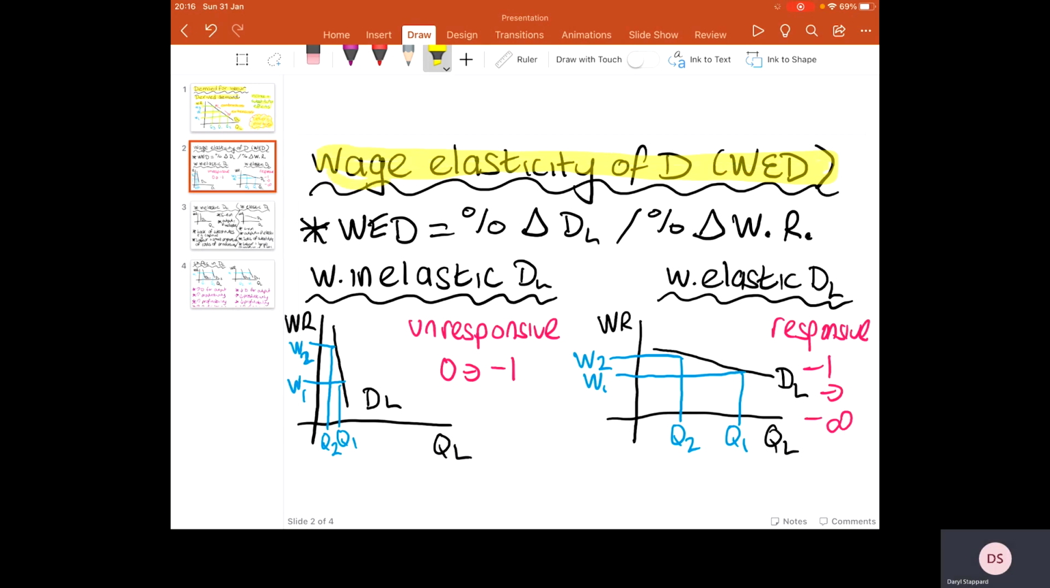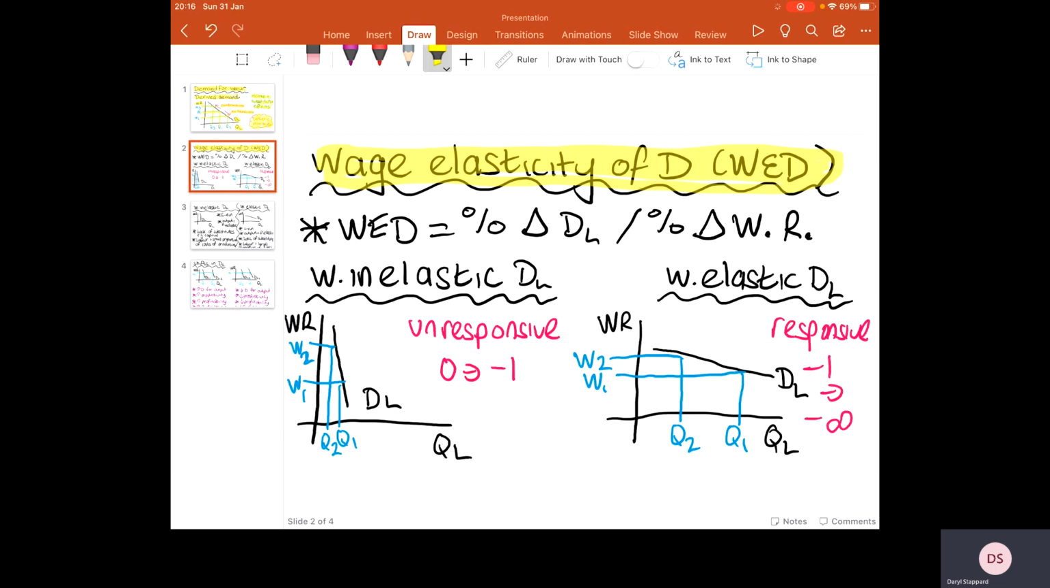Now, the definition for this is very, very similar to what it would be for price elasticity of demand. It would be the responsiveness of the demand for labour to a change in wage rates. So in other words, how much will firms change their demand for workers as wage rates change? Now, again, when we look at this, we're making the assumption of ceteris paribus.